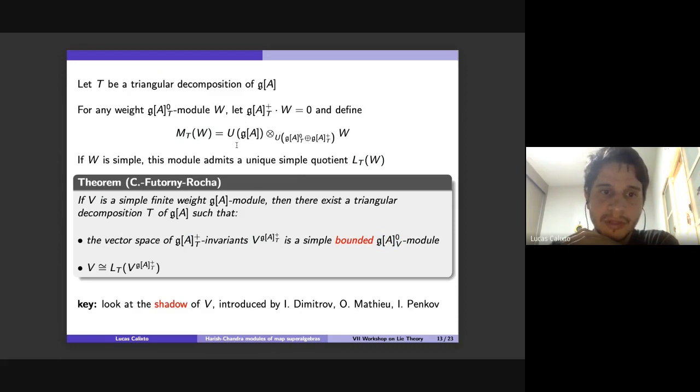And when we do this construction here, we obtain that V is isomorphic to this unique simple quotient of this induced module, right? So this is a reduction theorem, because now we are reducing the problem of classification of Harish-Chandra modules over GA to the problem of classification of simple bounded Harish-Chandra modules over this subalgebra, which is smaller in general, and it's easier to work with. The key fact here is to look at the shadow of V. The shadow of a module is a concept that was introduced by Ivan Dimitrov, Olivier Mathieu, and Ivan Penkov. It's basically looking at how the root spaces act on V, and taking roots which are injective and roots which are not injective. That's the main idea.